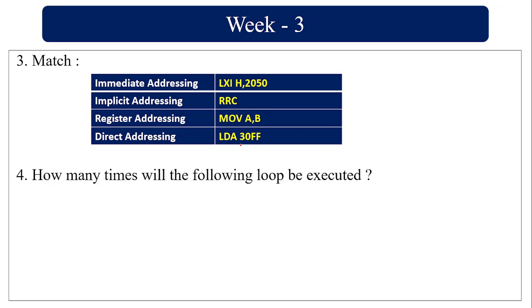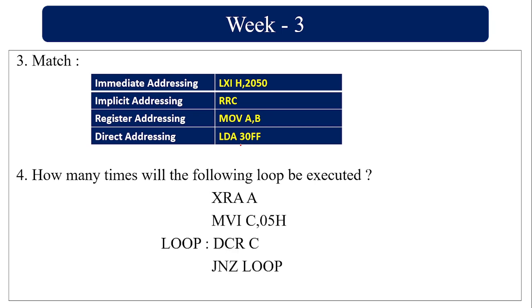How many times will the loop be executed? So they have given the code. XRA A, MVI C, 05. So this C acts as a counter. C is given as 05. So first I will be decrementing the C register to 04. Since it is not equal to 0, the loop is executed once.